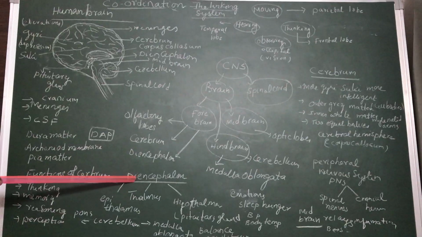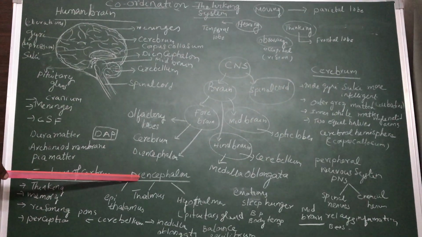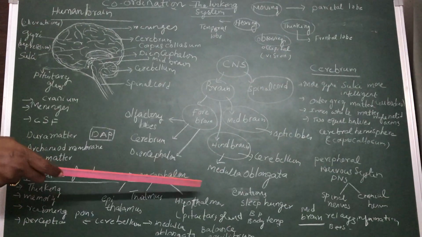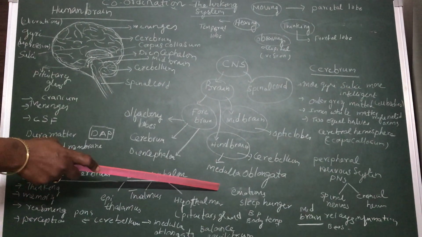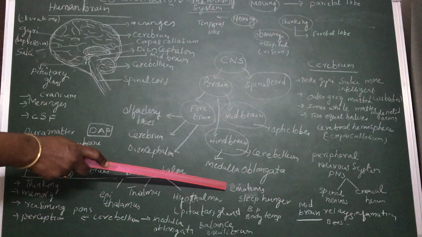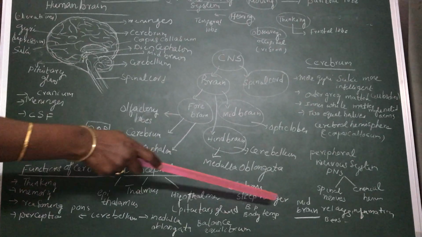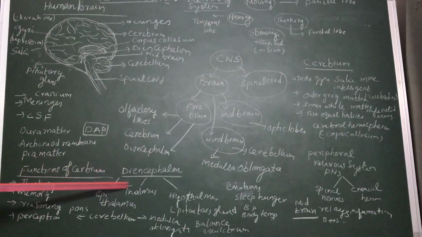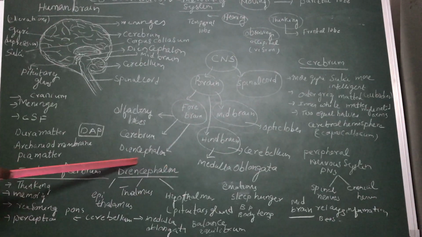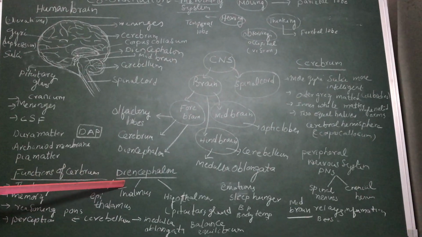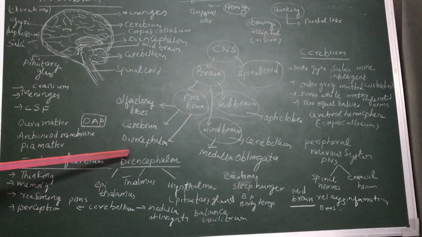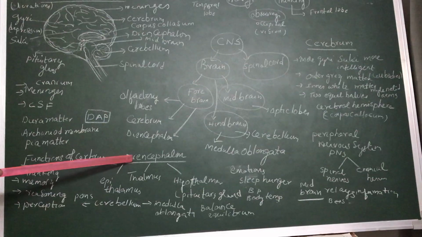An important function of the diencephalon is that it acts as a relay center for many muscular activities, and it also controls emotions. It controls sleep, hunger, blood pressure, body temperature. All these are under control of the diencephalon. It is a very important part which controls all our emotions: happiness, pain, pleasure.